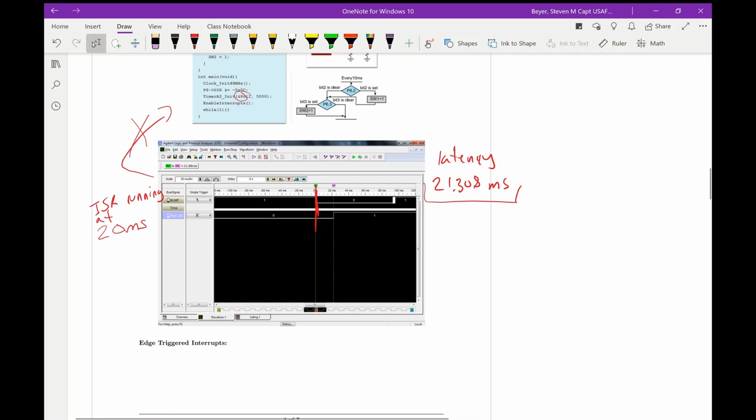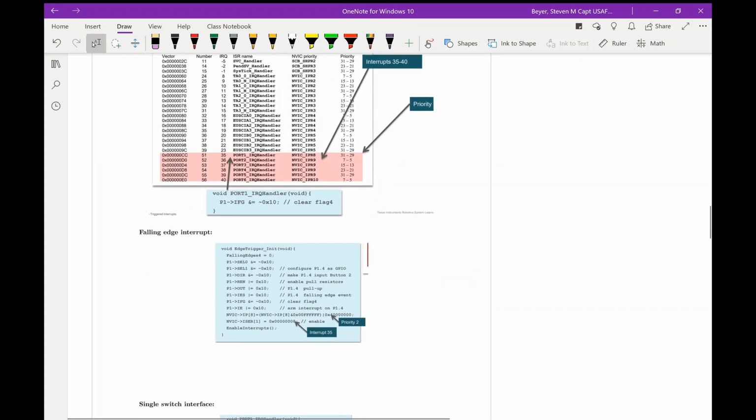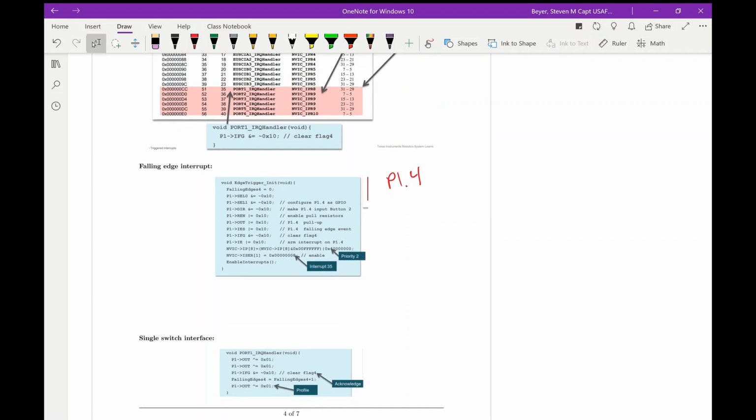Alright, so let's look at edge triggered interrupts now. There's our handy dandy interrupt controller table. Since we're working with ports, we're going to go down to these port interrupts. Specifically, we're going to look at an example with one switch connected to port 1.4. We're going to look at that and see a falling edge event.